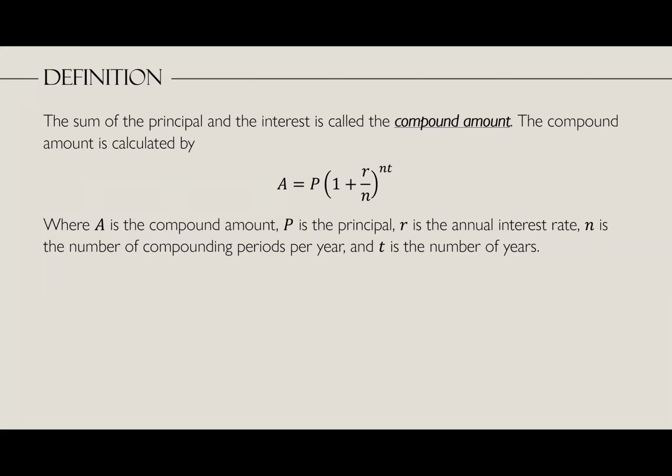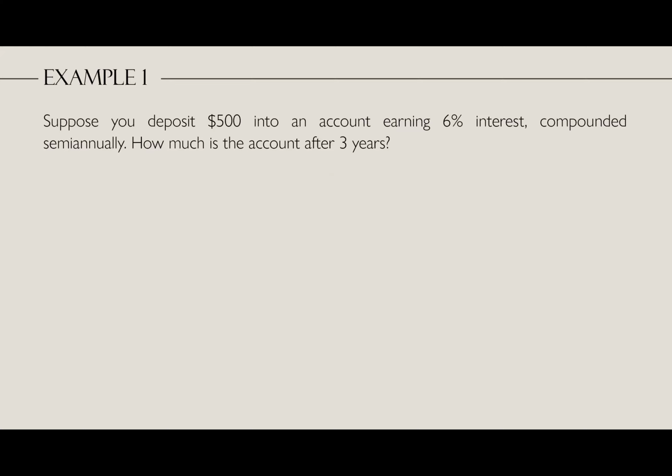It looks a little complicated, but the big thing is making sure that we're keeping track and putting everything into the right spot and making sure we're doing everything in the right order. So, for example, let's look at this first one. Suppose I deposited $500 into an account that earns 6% interest compounded semi-annually. I want to ask, how much is the account worth after 3 years? The big word here that I'm noticing is the word compounded.